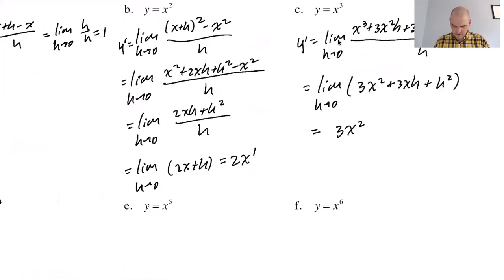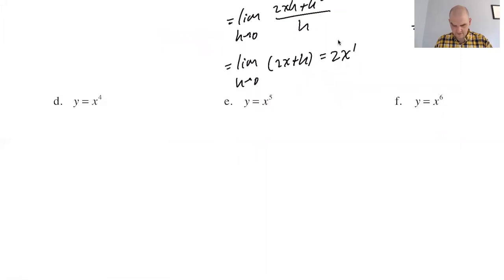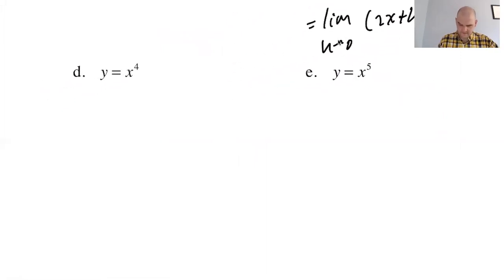Okay, so the derivative of x squared was 2 times x to the first. The derivative of x cubed was 3 times x squared. Is there a pattern? Maybe. Let's do a couple more.